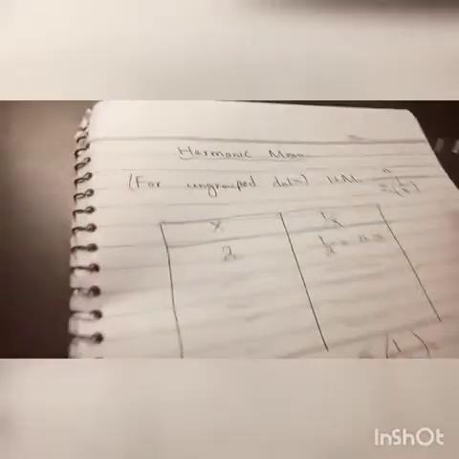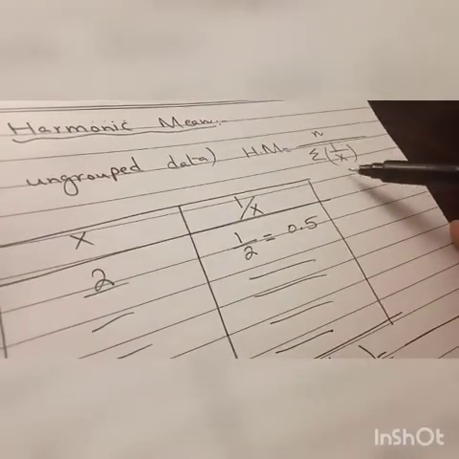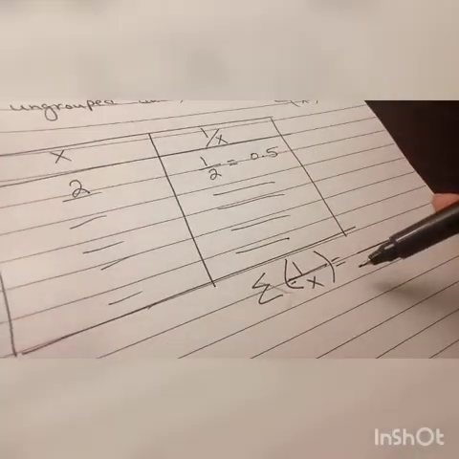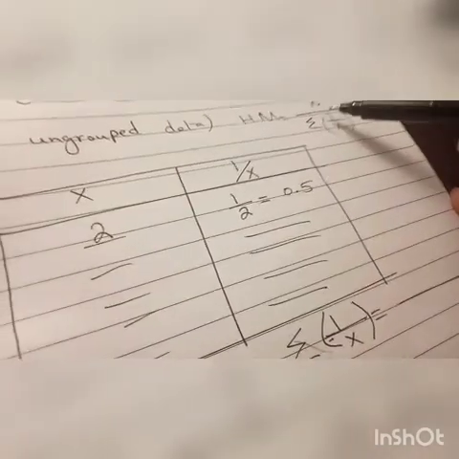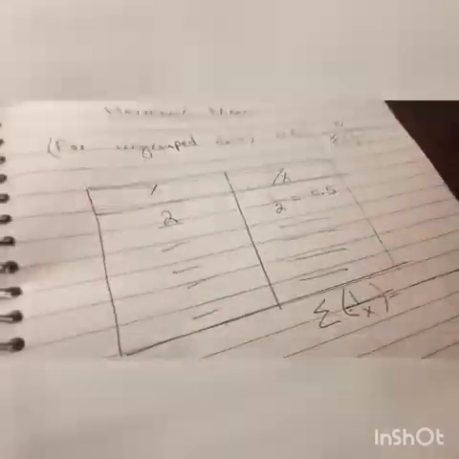Find the sum of these values: add them, and you will get one separate value. To calculate the harmonic mean, let's suppose 5 terms are there, so you will place 5 for the value of n, and divide by whatever value you have calculated according to the given table, and you will get the harmonic mean for ungrouped data.